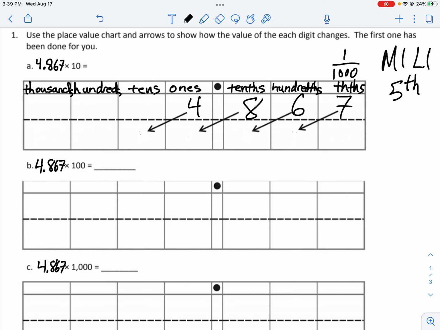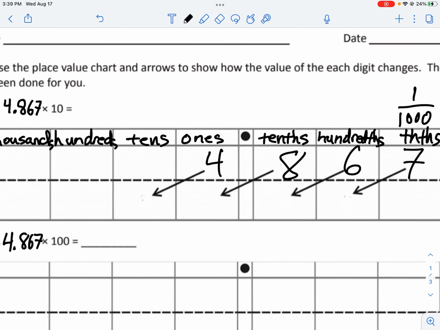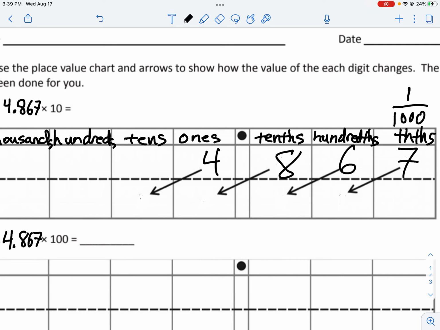So our first number that we're going to multiply by 10 is 4 and 867 thousandths. How do I know it's thousandths? Because the 7 lands in the thousandths place. We were learning in class that when we multiply by 10, the numbers go up by 1. Think about this. 4 times 10 is equal to 40. So this 4 is going to move to the tens place. And all the other numbers are moving to the left one as well. They're 10 times as much.